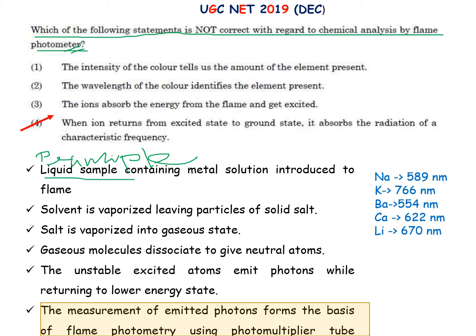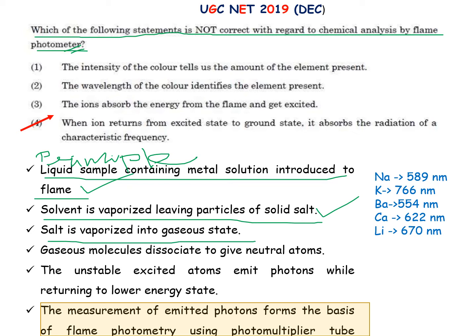What is given? A liquid sample containing the metal solution is introduced to the flame. This is the first step. The solvent is vaporized, leaving particles of the solid salt. This is the second step. The salt is vaporized into a gaseous state. This is the third step. Gaseous molecules dissociate to give neutral atoms. This is the fourth step.